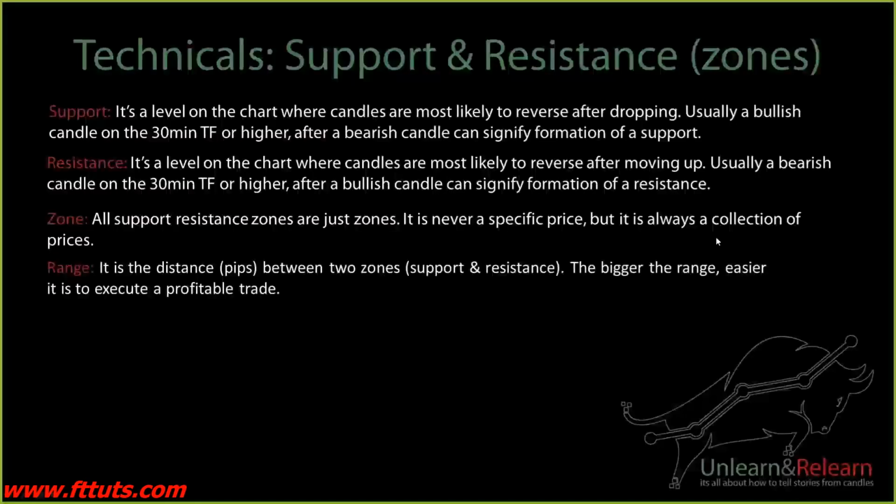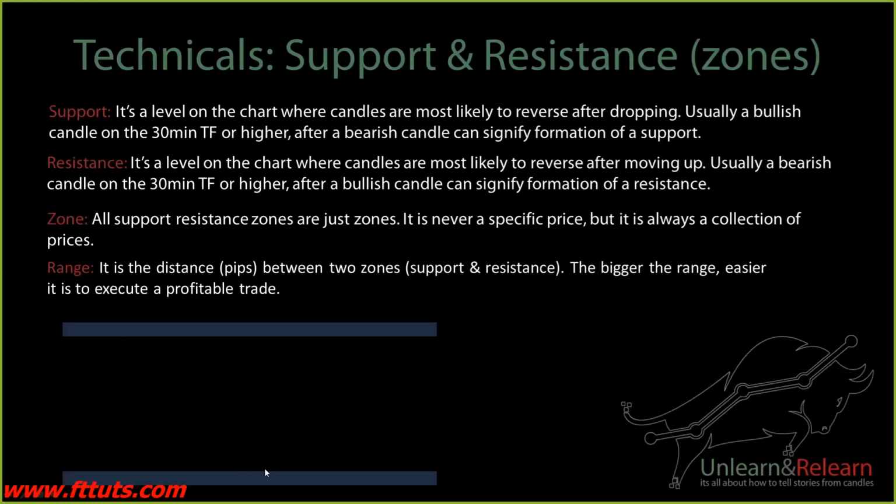So let's say, for example, now we have a range, right? What's a range? Range is the distance between two zones, support and resistance. The bigger the range, the easier it is to execute a profitable trade. So what I mean by that is, let's say you have a resistance and you have support, right? These are very basic concepts, and these are the exact things I use to execute trades. No problem on the higher time frames, the 4-hour, daily. This past week, I executed a trade on the daily on GJ, on the lower time frames as well.